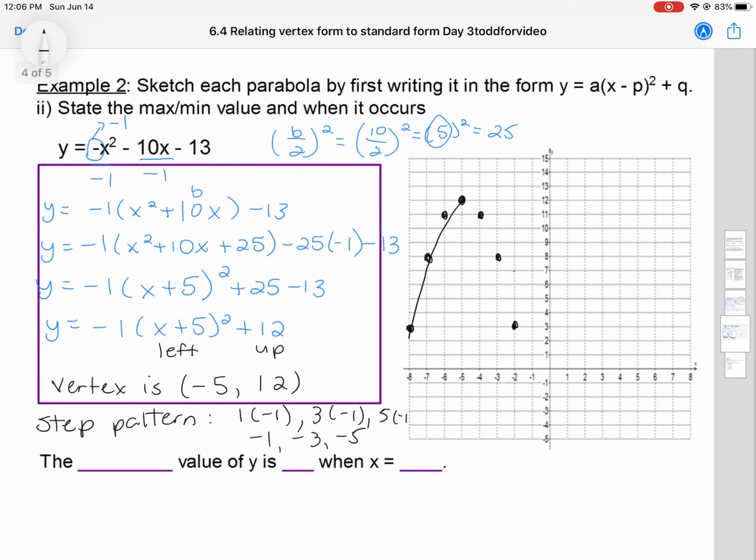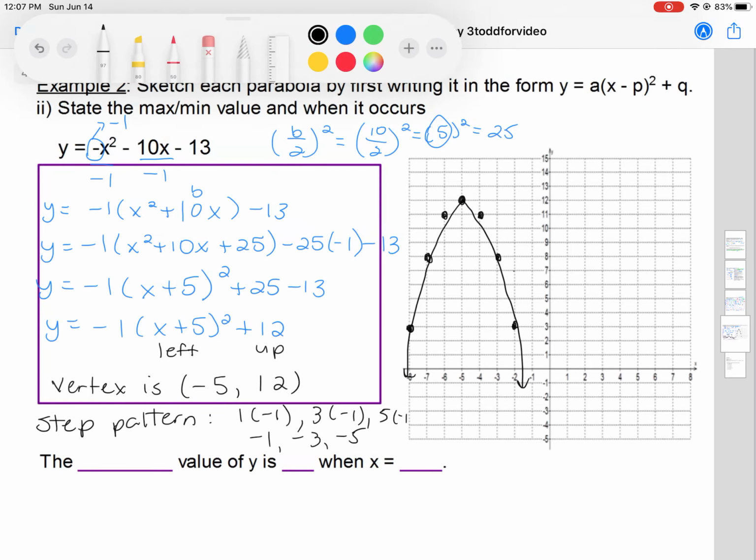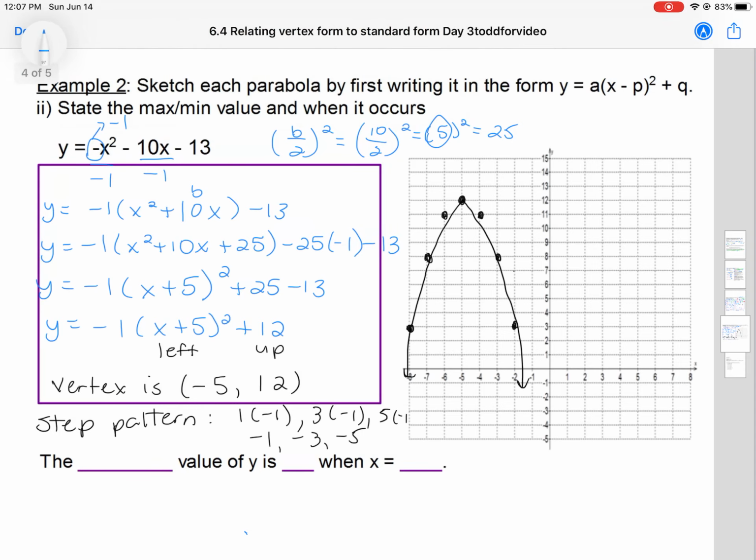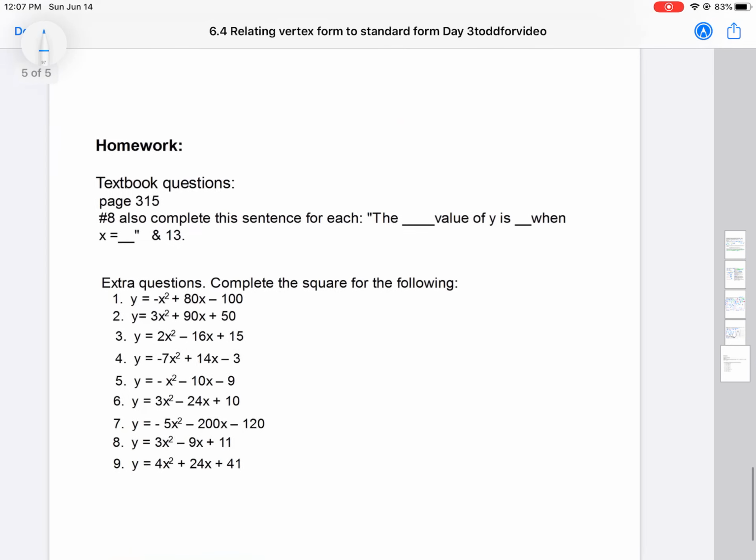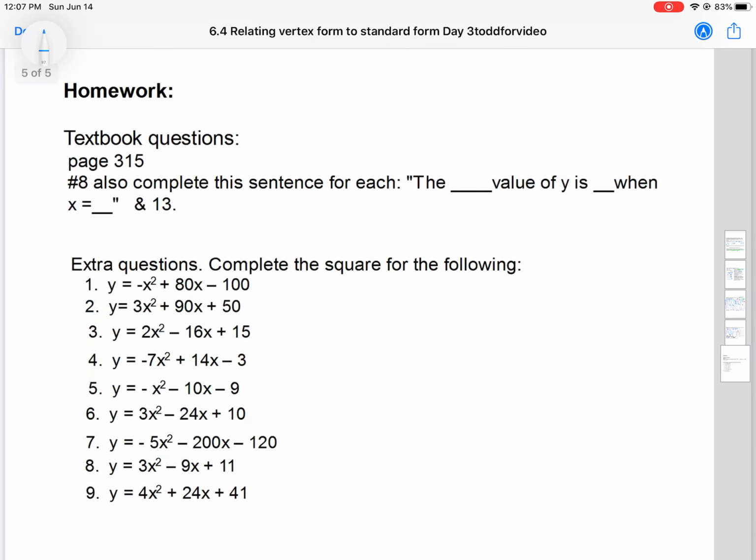Okay, we can just draw a nice parabola and have arrows. And then, of course, we are preparing ourselves to do word problems. So now we have, because the parabola opens down, we have a maximum value of y is 12 when x equals -5. Okay, so there are some homework questions here from the textbook, and then these extra questions, give those a try as well.